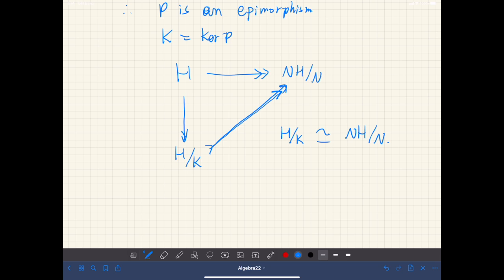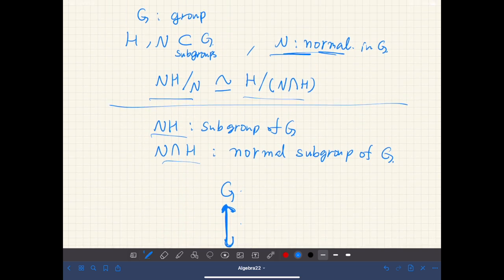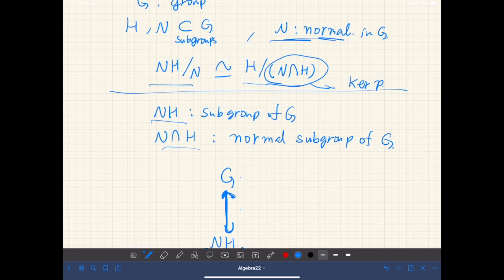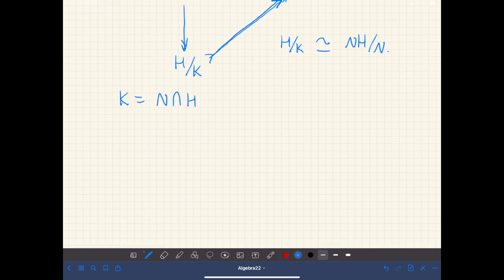Now, if we can show that K is equal to N cap H, then we are done. So if we can show that this is actually equal to the kernel of P, then we are done. So let's show this.